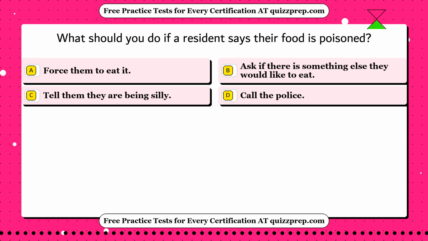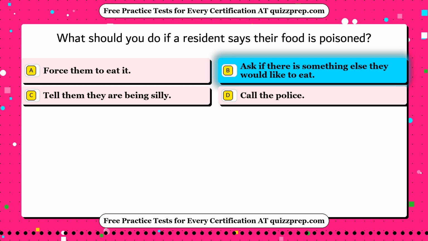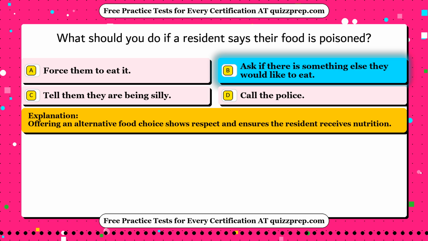Question 113. What should you do if a resident says their food is poisoned? Option A, force them to eat it. Option B, ask if there is something else they would like to eat. Option C, tell them they are being silly. Option D, call the police. The correct answer is option B, ask if there is something else they would like to eat. Offering an alternative food choice shows respect and ensures the resident receives nutrition.